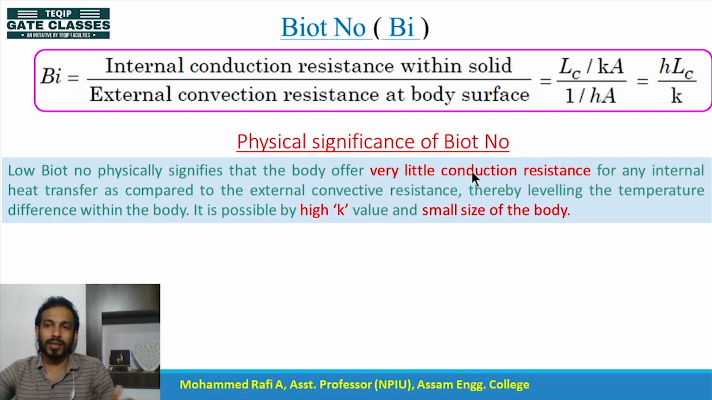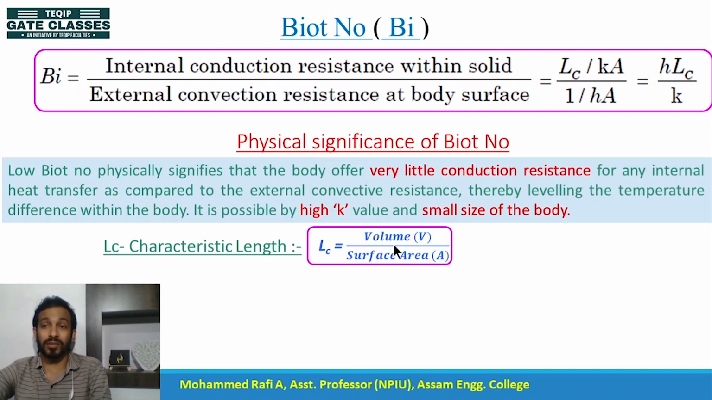Okay, so we will consider lumped heat capacity analysis only if the body has high thermal conductivity as well as a small size. So how will you define this small size of the body? This is also a very interesting parameter, this characteristic length, hL divided by k.